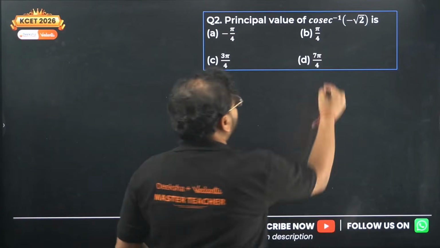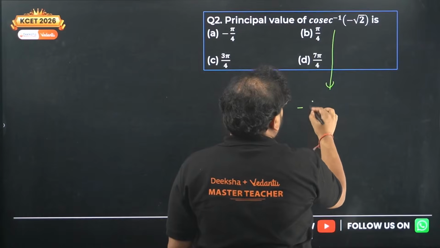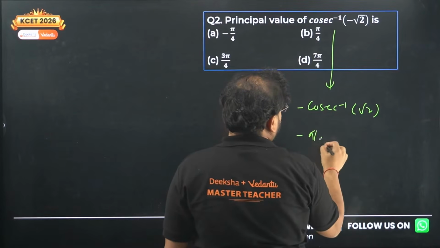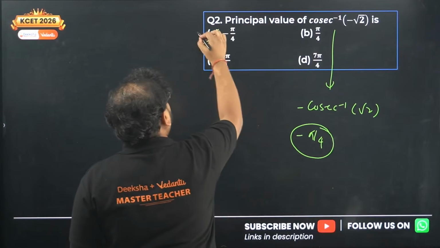Again, for this one, check the property wala question. Minus cosec inverse of root 2. So I get minus pi by 4. Option A.